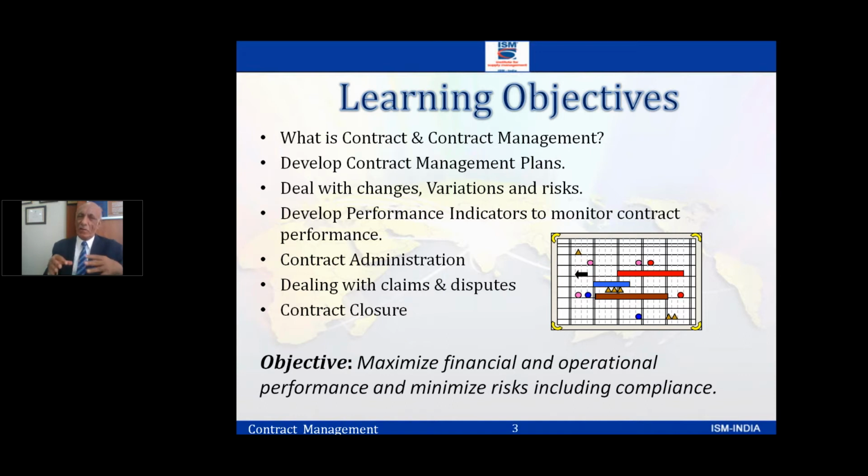The next thing we plan to cover is to develop performance indicators to monitor the contract performance. You have defined the contract, but is it doing as per the plan? Is it doing as per the indicators? So you need to define the performance indicators. The performance indicators could be on price, on quality, on delivery, various aspects. Then contract administration.